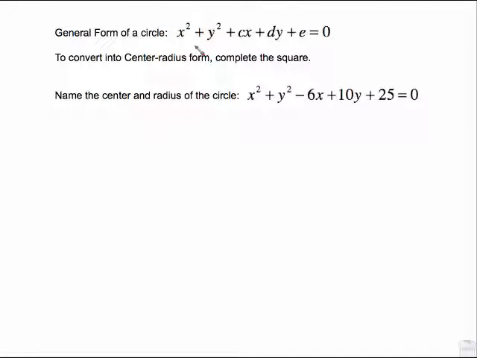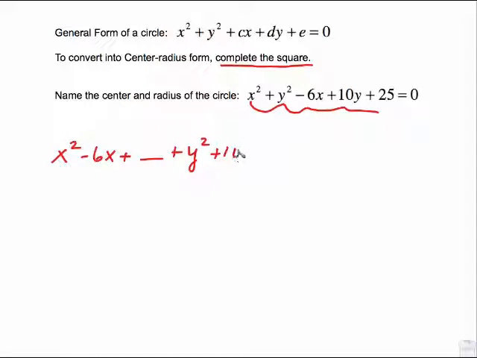The general form of a circle is x^2 + y^2 + cx + dy + e = 0. We want to convert this into center radius form, and to do that we have to complete the square, and we did this in college algebra. To start with, we need to reorganize this so that the x stuff is together. I write x^2 - 6x + blank, plus the y stuff, y^2 + 10y + blank, and we move the 25 over to the other side.